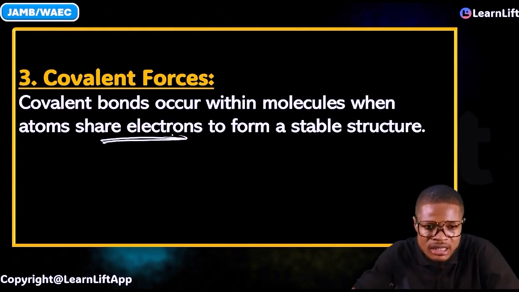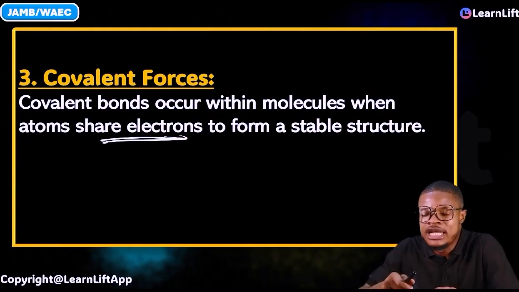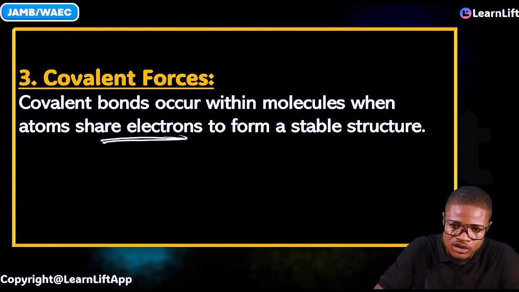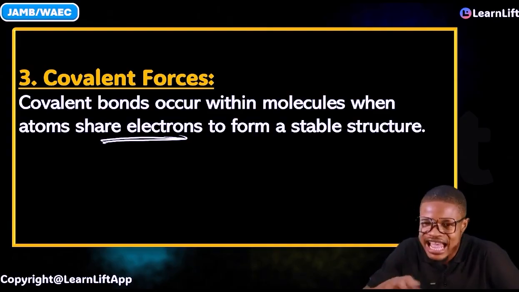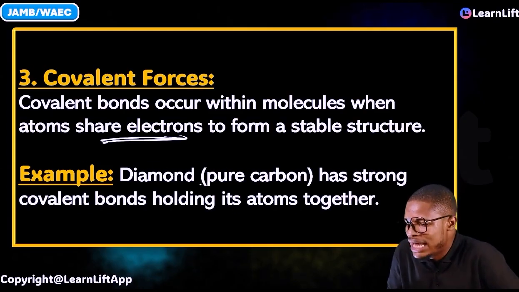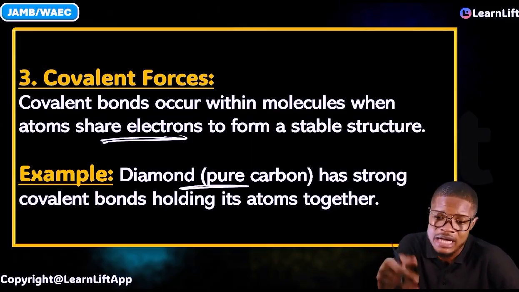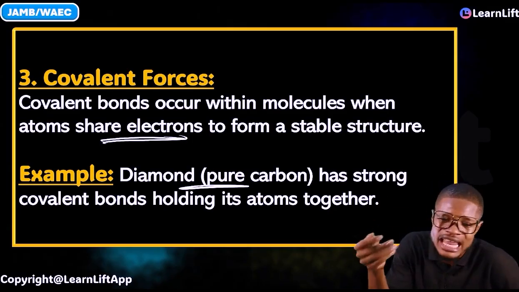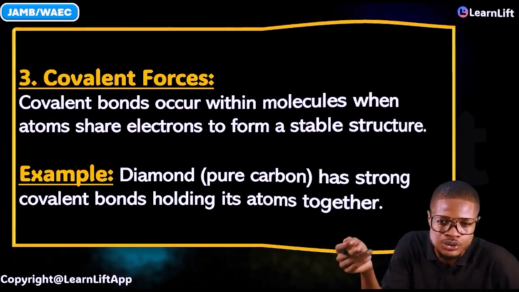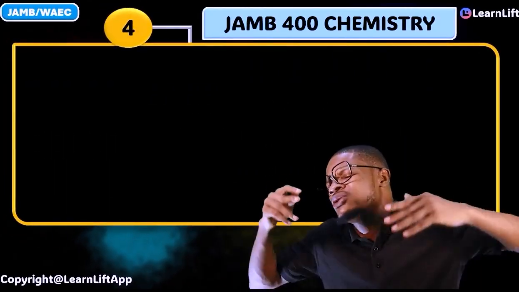They are sharing. So in your ionic bond, there is complete transfer of electrons, but in your covalent bond, there is sharing of electrons. A good example is your pure diamond, which is an allotrope of carbon. It has strong covalent bonds holding the molecules together. If you get that very quickly with me, that means you are doing well.